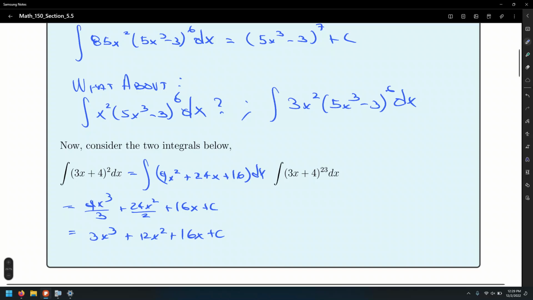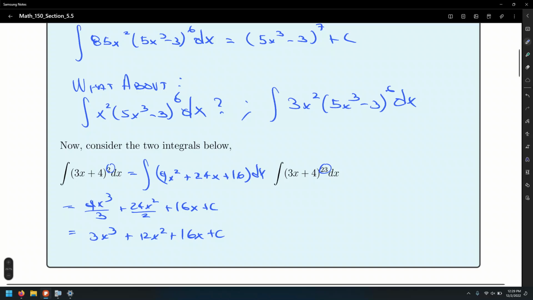This one was okay to do. I mean, expanding a binomial square, that is foiling twice, doesn't take too long, all right? However, what about this same integral, but instead of raising to the power 2, I'm going to raise this to the power 23. Do you feel like expanding a binomial of power 23? Do you feel like foiling 23 times? No.